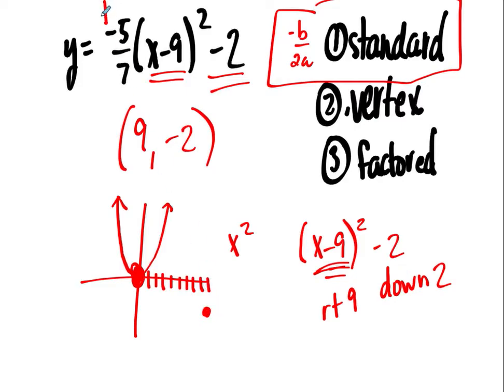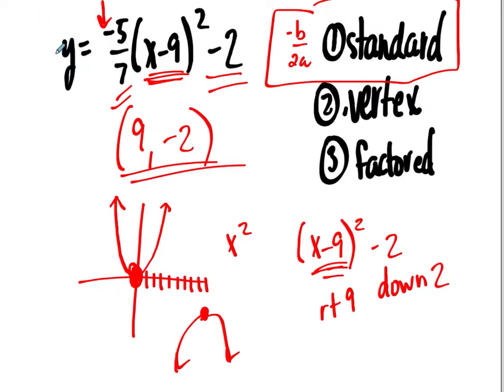What does this negative do? It flips it down. And what does the 5/7 do? Means it's a vertical stretch. No, not stretch. Compression. Vertical compression because it's less than 1. It's less than 1, bigger than 0 when you take the negative off of it. So that's why the vertex is so quickly found that way, because it's just the transformation.